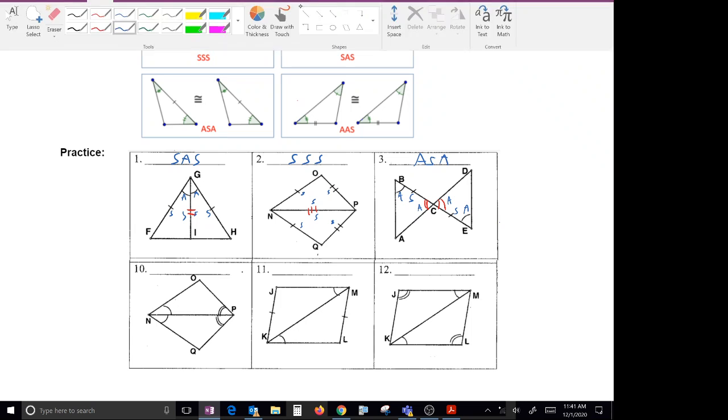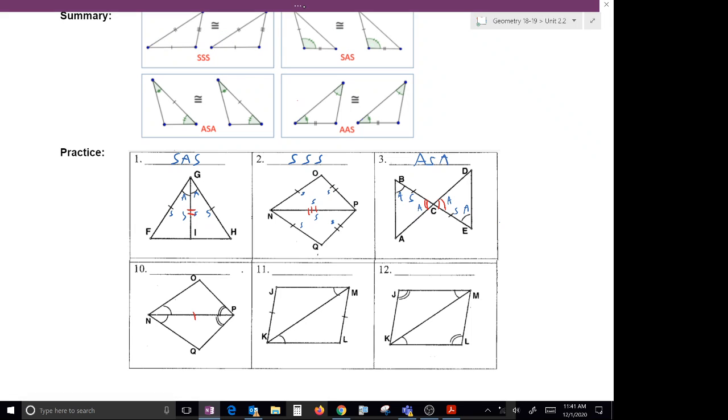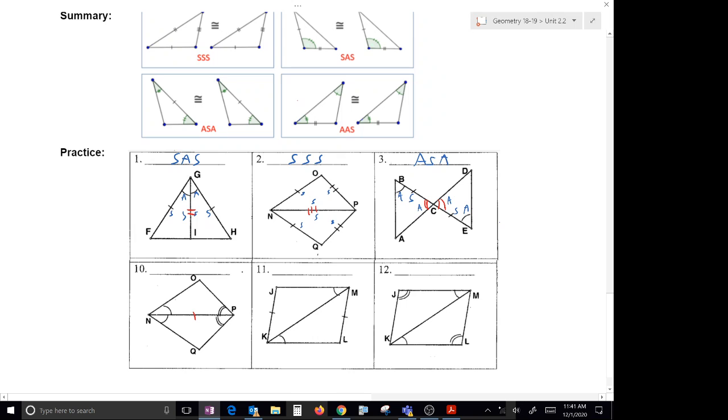Number 10, got a shared side in the middle. Mark that. Here's an angle. There's a side, there's an angle. So this is ASA again.